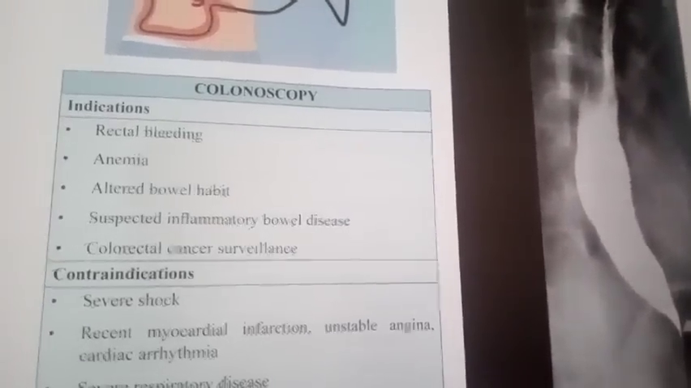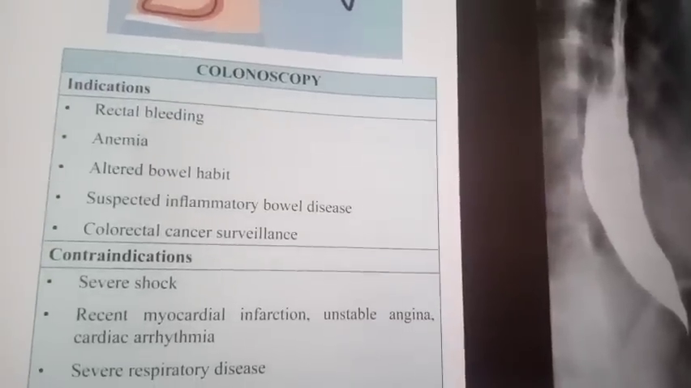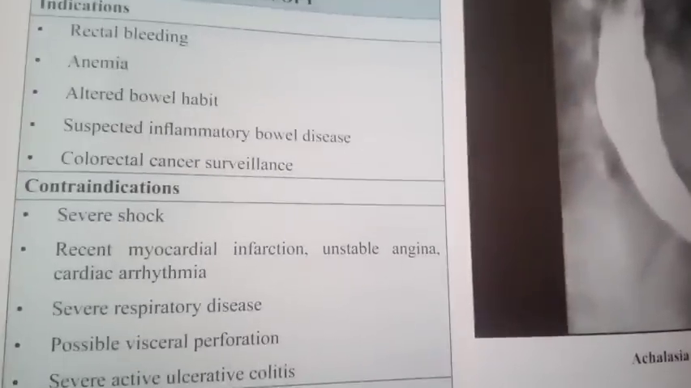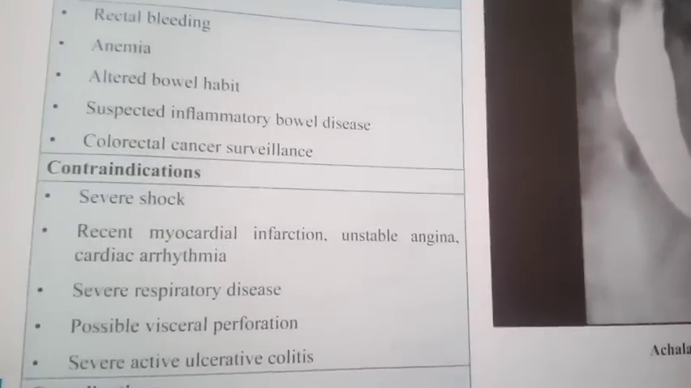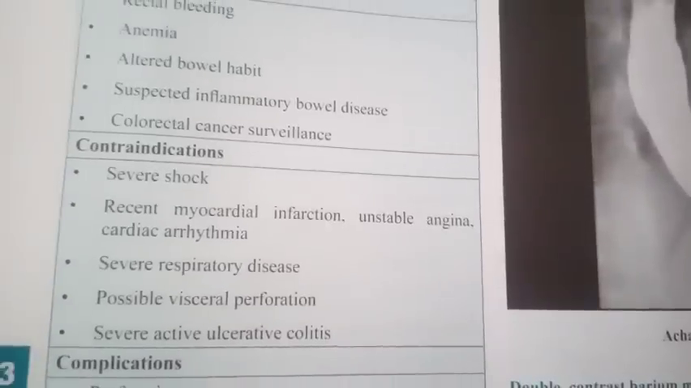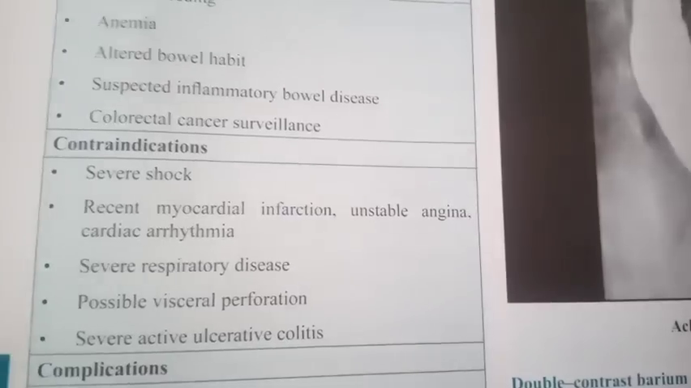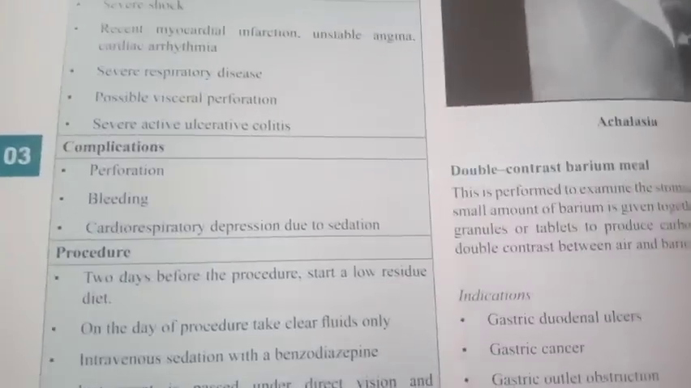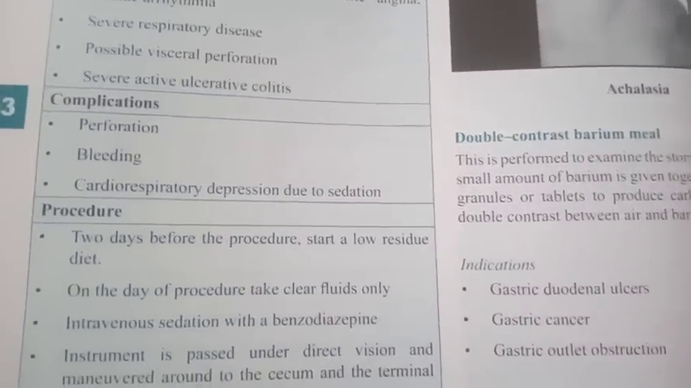Colonoscopy indications: suspected bleeding, anemia, altered bowel habit, suspected inflammatory bowel disease, colorectal cancer, surveillance. Contraindications: severe shock, recent MI, unstable angina, arrhythmias, severe respiratory diseases, possible visceral perforation, severe active ulcerative colitis. Complications: perforation, bleeding and cardiorespiratory depression due to sedation.